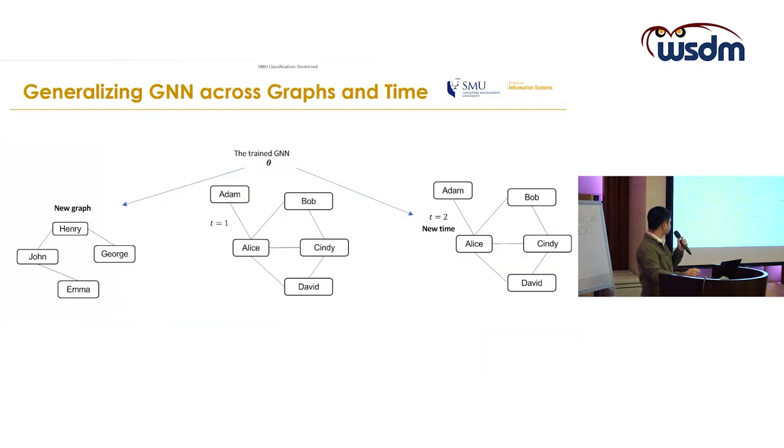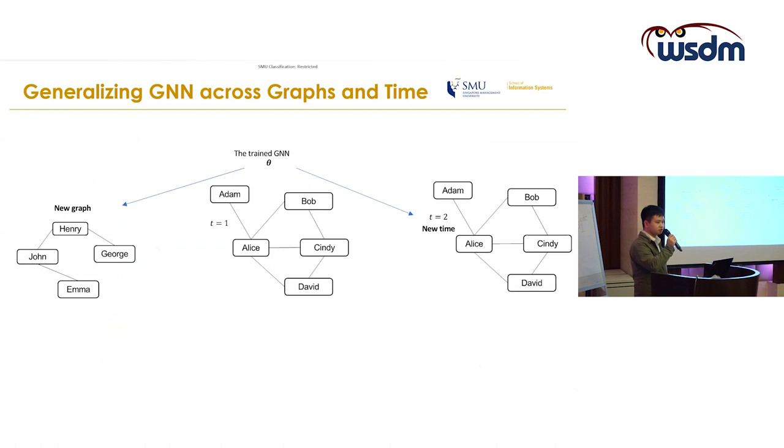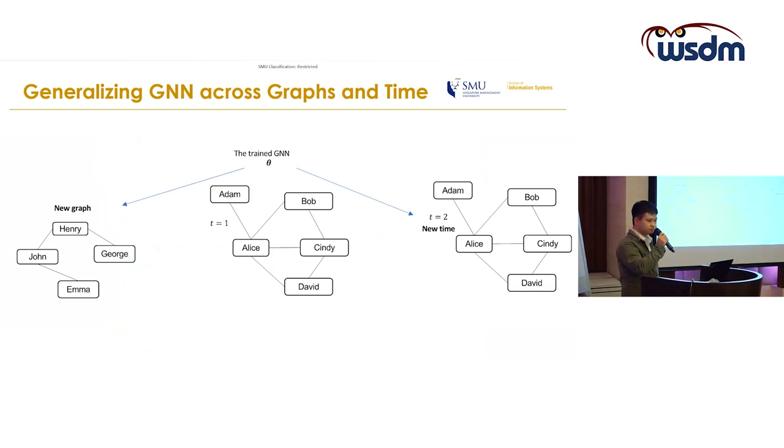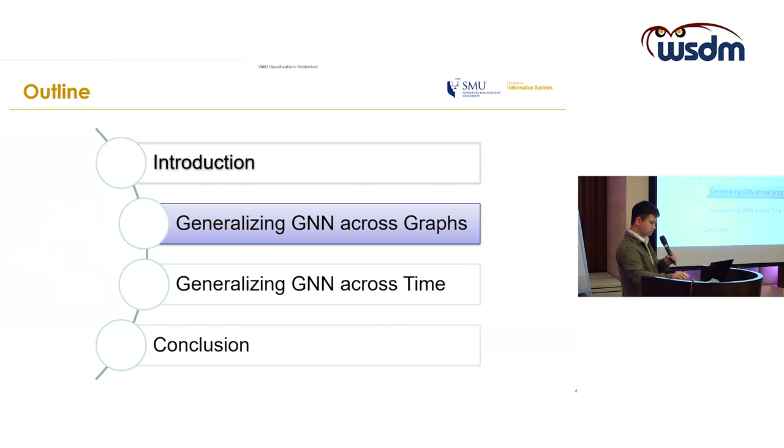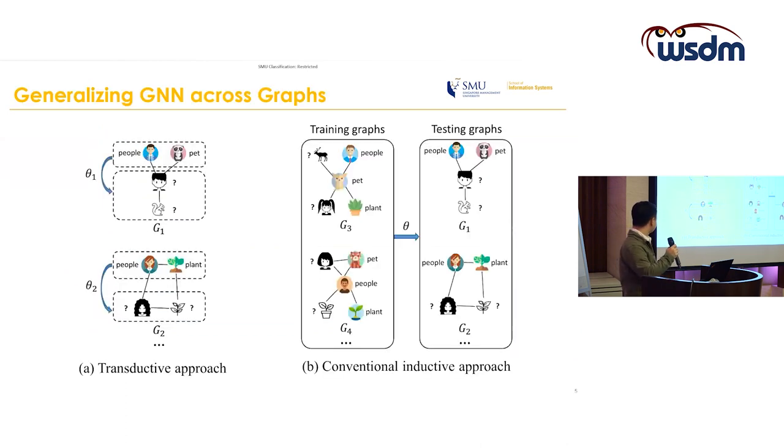We explore inductive GNN from two more perspectives. First is generalizing GNN across graphs, in which we tackle the problem of semi-supervised node classification across graphs, and second, we generalize GNN across time, in which we deal with temporal link prediction. Semi-supervised node classification is an important task in information retrieval.